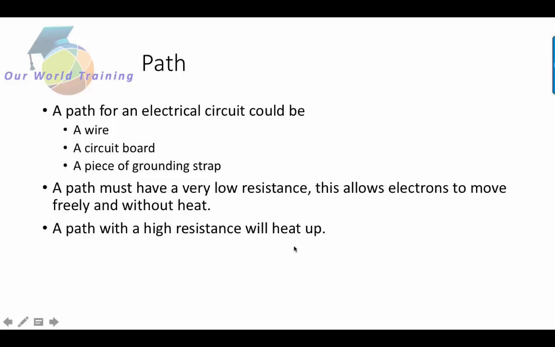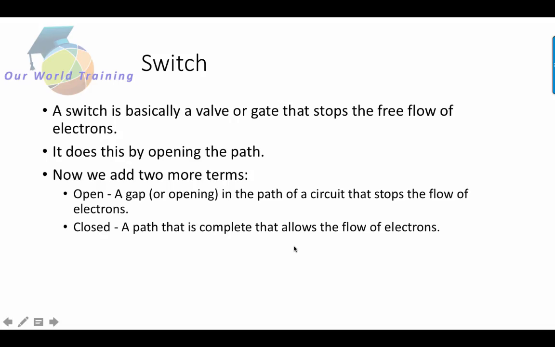So a path with a high resistance will heat up. A switch is a valve or a gate that stops the free flow of electrical. This is done by opening the path. Now, I want you to think about a faucet. When you have a water faucet, and if you open it, the water comes out. If you close it, the water stops. For electrical and for any electrical switching devices, it's exactly the opposite.